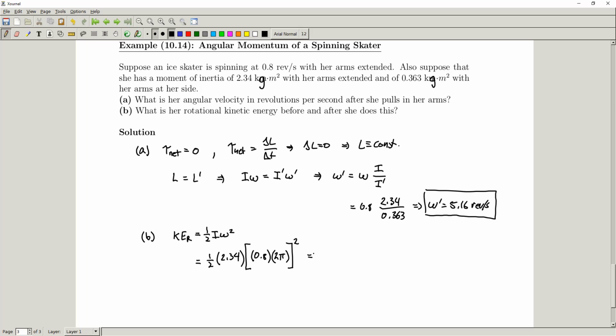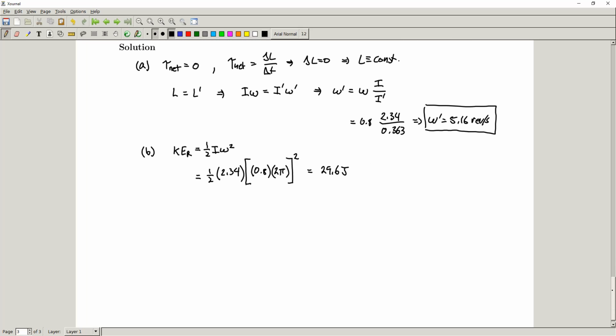And if you do this calculation, you will find that initially she had 29.6 joules of rotational kinetic energy when she was initially rotating with her arms out and stuff, right? Now we want to know what her rotational kinetic energy is after she pulls her arms in. So we're going to look for KE sub r prime. Same equation here. Again, we have 1/2 I omega squared, but this is going to be I prime and omega prime now, right? And so we can sub in numbers.